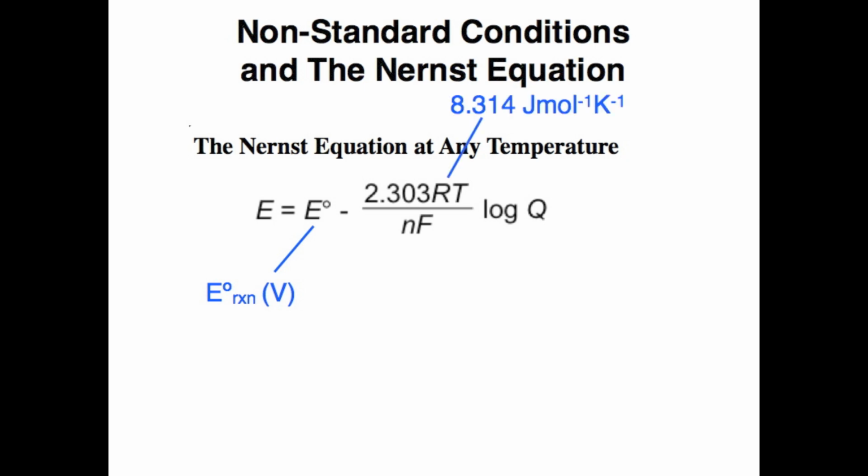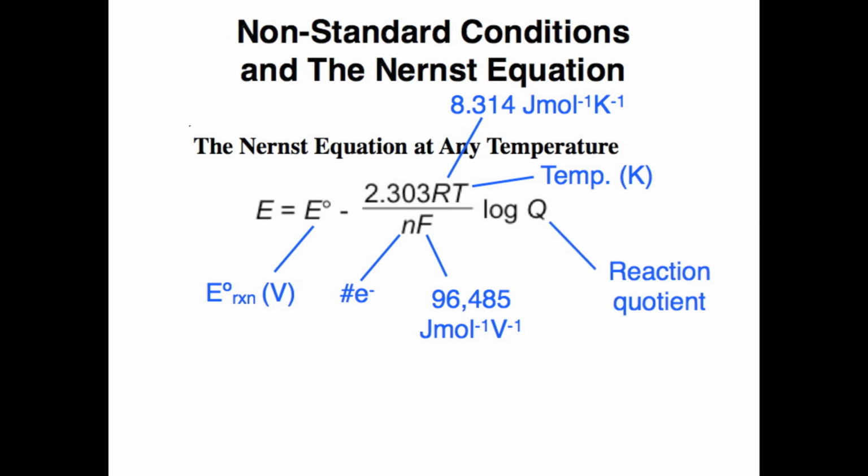R is the gas constant in units of joule per mole per Kelvin. T is the temperature in Kelvin. N is the number of electrons transferred in the redox reaction. F is the Faraday constant in units of joule per mole per volt. And Q is the reaction quotient.